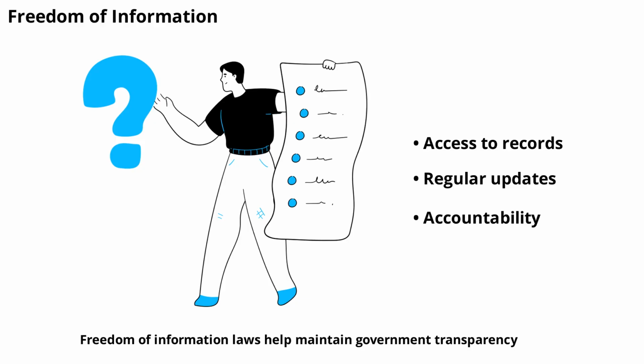Freedom of information laws help maintain government transparency. These laws give citizens the right to access government records and data. Regular updates and strong enforcement ensure that information remains accessible and that governments are held accountable.